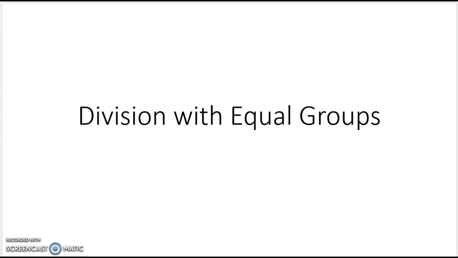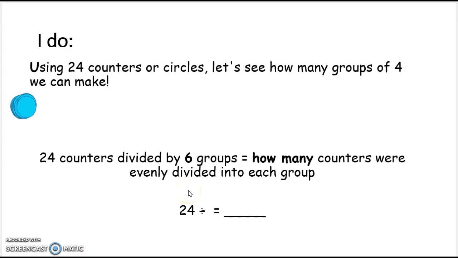Today we are going to be doing division with equal groups. We will use circles or counters to create our equal groups to represent a division equation. Using 24 counters or circles, let's see how many groups of 4 we can make.